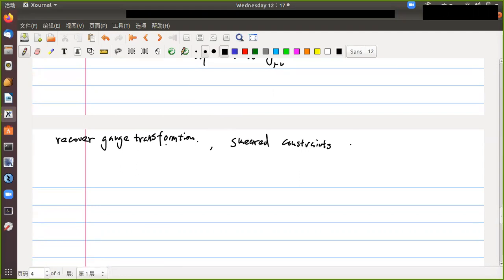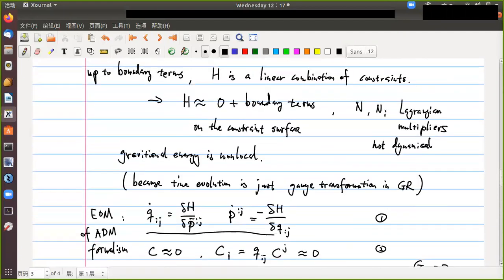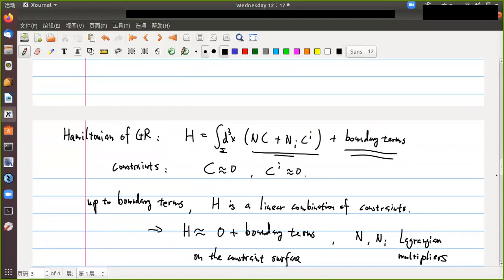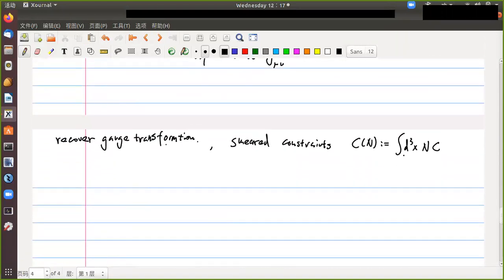Smeared constraints. So let's define so-called C of n to be an integral d3x n of C. Here this n you can view as the lapse function. What I write is just a part of the Hamiltonian. You can view n as the lapse function, but here n can be arbitrary. You can view it as just a test function. Let me write the Ci as well: C vector n defined to be the sum of the integral d3x n^i Ci.